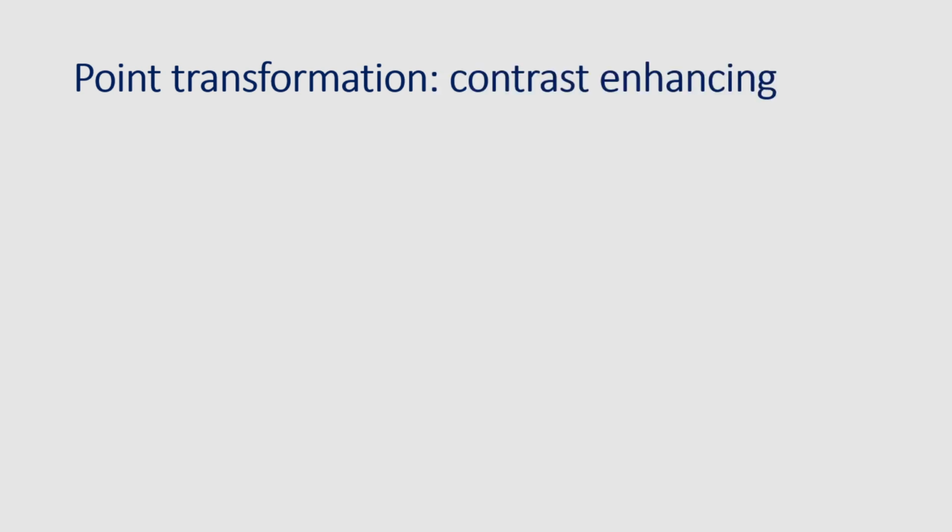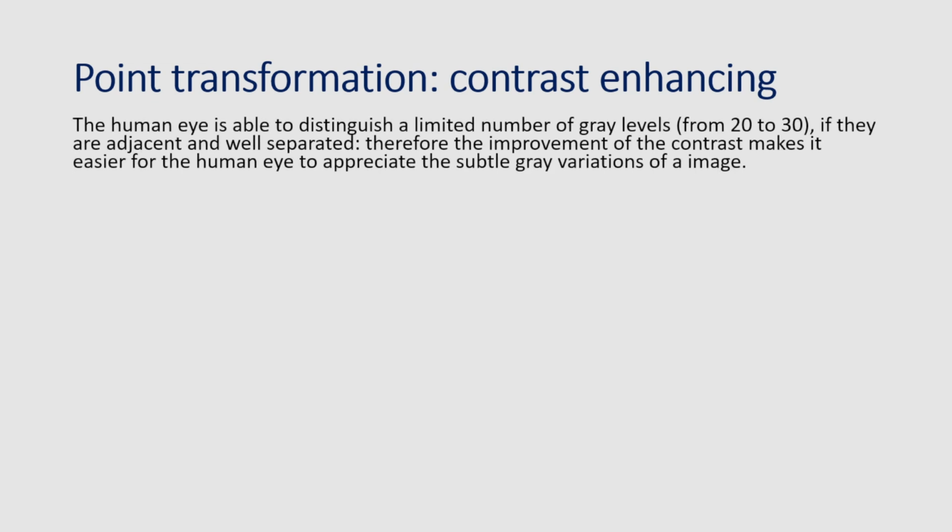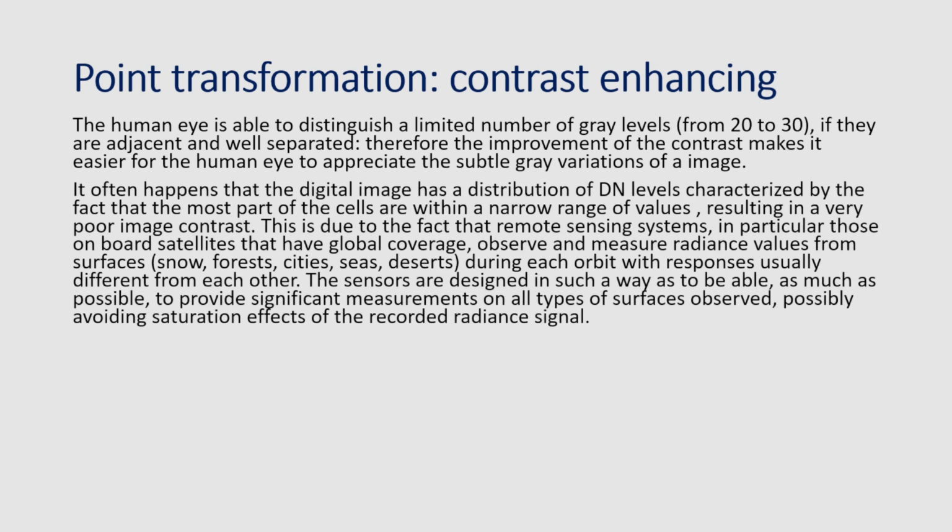Point transformation, contrast enhancing. The human eye is able to distinguish a limited number of gray levels, from 20 to 30, if they are adjacent and well separated. Therefore, the improvement of the contrast makes it easier for the human eye to appreciate the subtle gray variations of an image. It often happens that the digital image has a distribution of DN levels characterized by the fact that the most part of the cells are within a narrow range of values, resulting in a very poor image contrast.